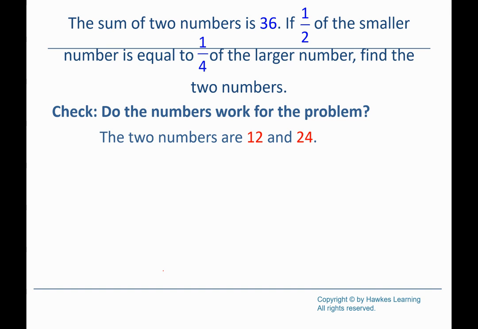Do those numbers work? Well, if the numbers are 12 and 24, let's go back. Do they sum to 36? Yes, they add to 36. And half of the smaller number, so half of 12 is 6, is equal to 1/4 of the larger number. 1/4 of 24 is also 6, so it works.